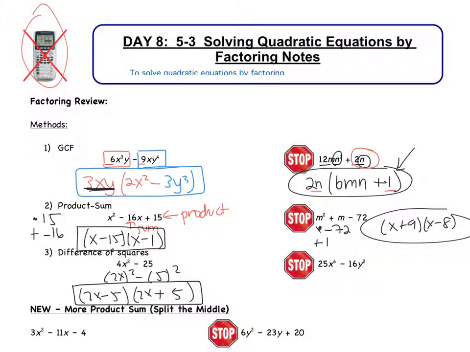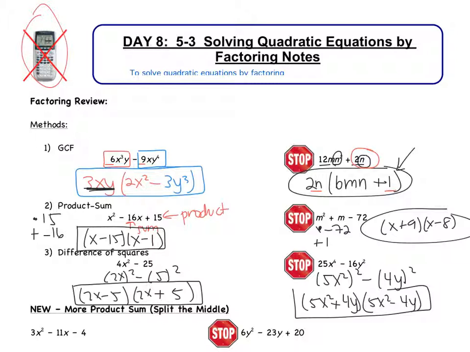Okay, let's see how we did. 25x to the 4th is 5x squared squared. 16y squared is 4y squared. So both factors are going to have the 5x squared and the 4y. One is going to be adding and one is going to be subtracting.